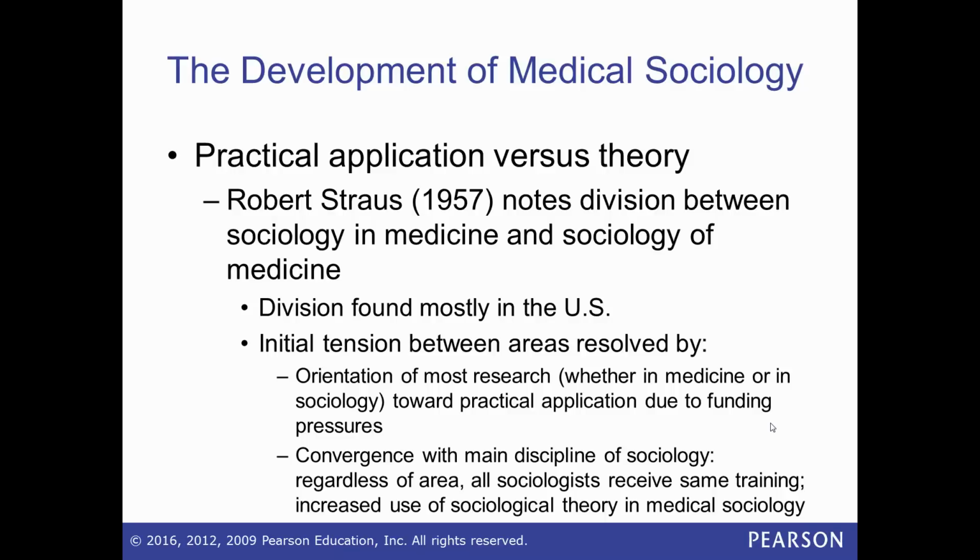Finally, we have the convergence with the main discipline of sociology. And the reason for this is regardless of the area, whether somebody does medical sociology, criminology, they study domestic violence or environmental issues, whatever it is, we all receive the same training, at least for the first part of our graduate studies. We all take the same methods classes, we take all the same theory classes, and as a result, there's a lot of crossover. We all know what each other are talking about, and so even the more applied folks will borrow some of these theoretical concepts to help explain the results they get in these applied studies they have, and vice versa.